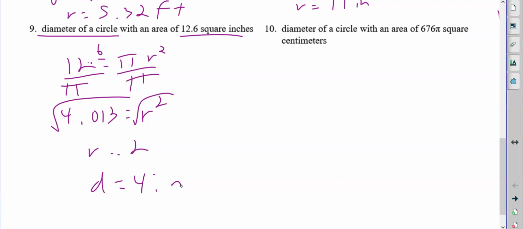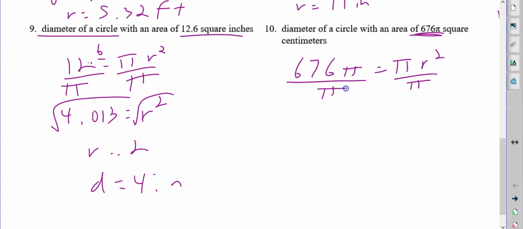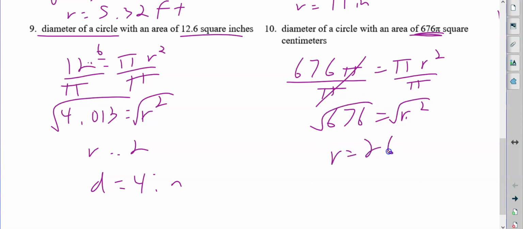Same problem here, except a little bit different. Notice we have a pi here. So that's going to make it a little bit easier. So we put a pi here, equals pi r squared. So when we divide by pi, what happens is pi's cancel. So we get 676 equals r squared. Square root both sides, and we get r equals 26. But remember, always look at the details. It's asking for the diameter, so that's 52 centimeters.